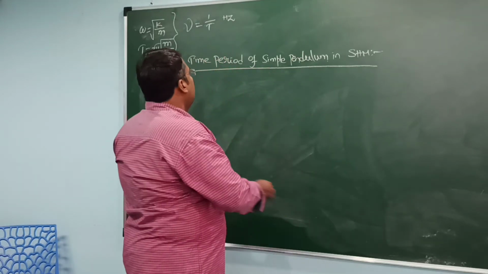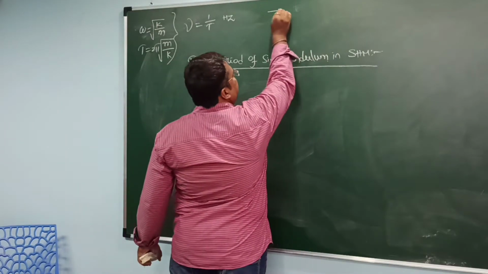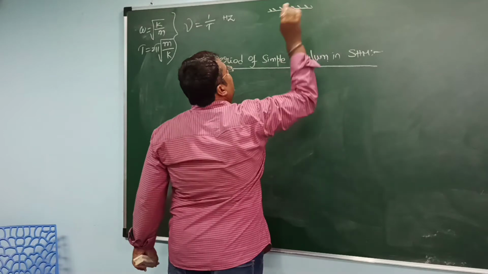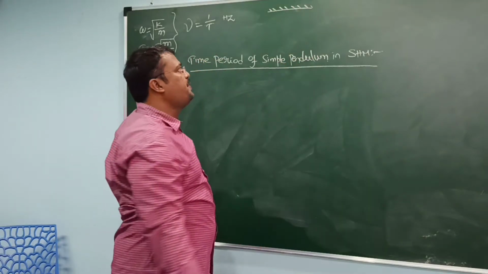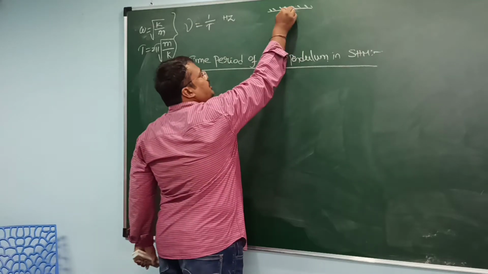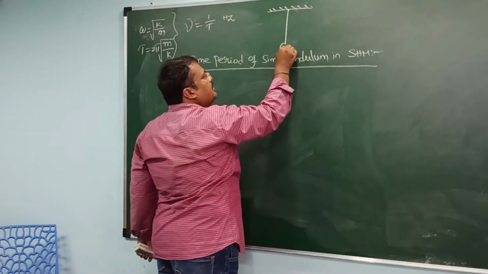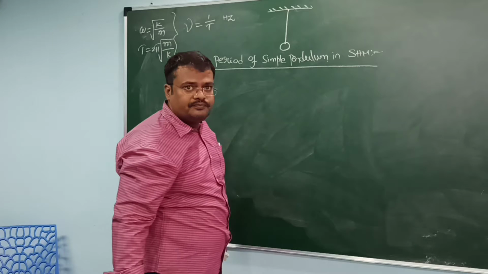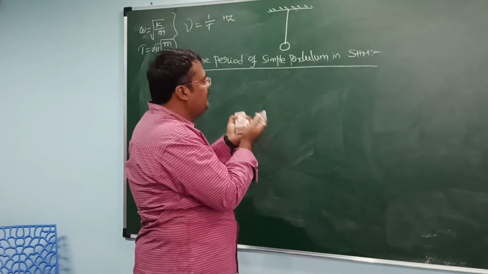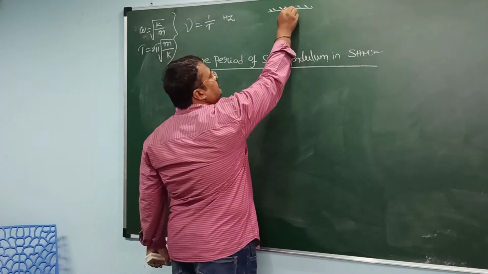So we know the simple pendulum, how it exists. This is the rigid support actually, and one suspension point exists here. From that suspension point, a pendulum is hanging like this. So a practical representation is there. In 11th class we have to do the practical also.